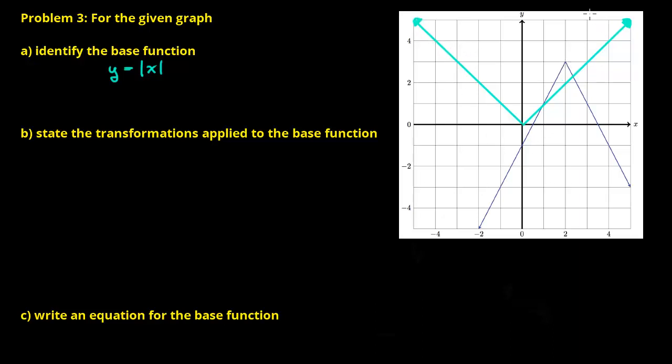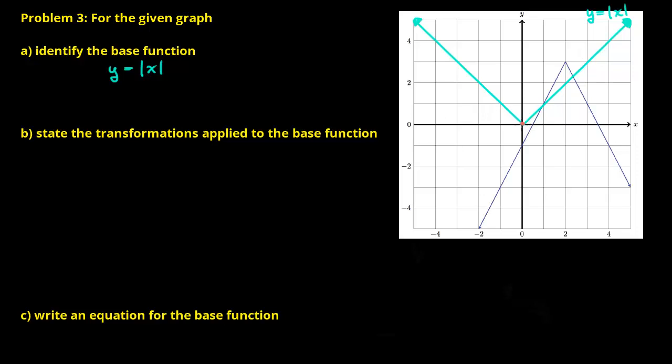So I can transform this function, y equals the absolute value of x, in order to get this function. So that's what I have to do in the next part, state the transformations applied to the base function. The first thing that I normally do is figure out what the translations are. To do that, I always look at the origin of my initial graph and ask, where did the origin get translated to on my transformed function?